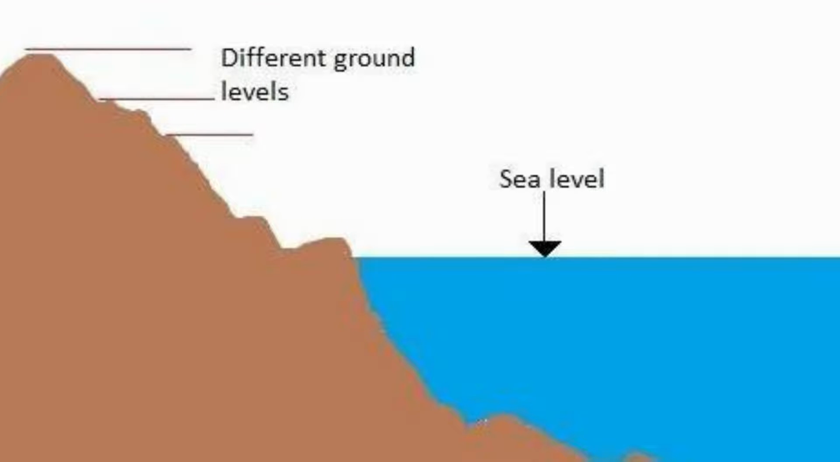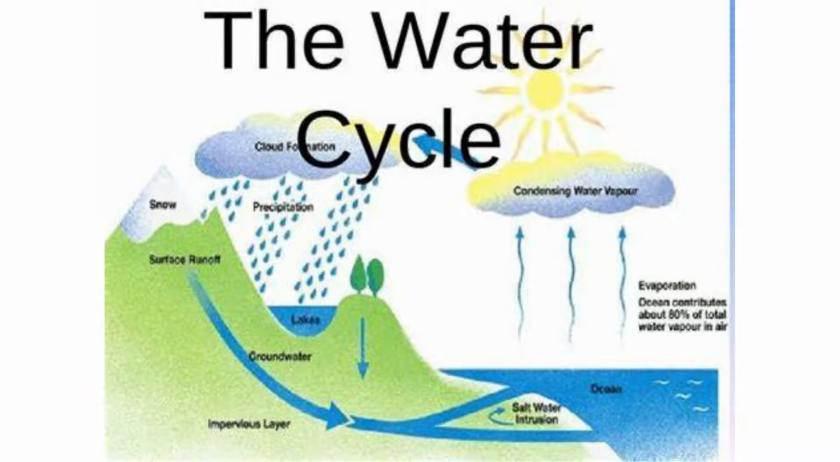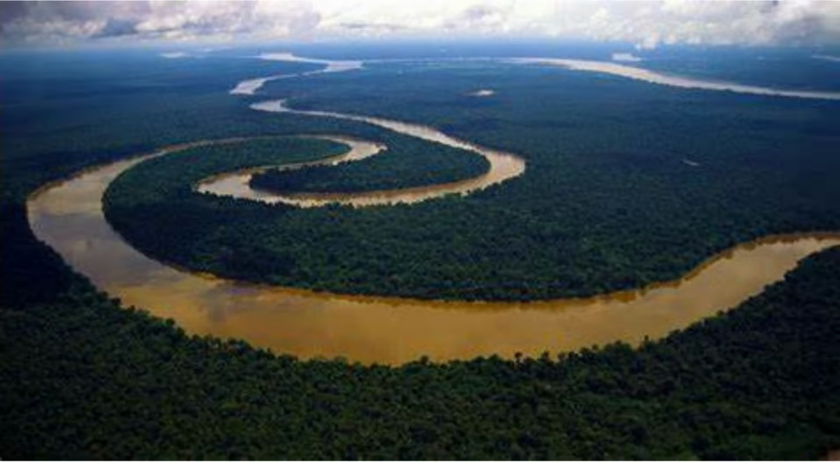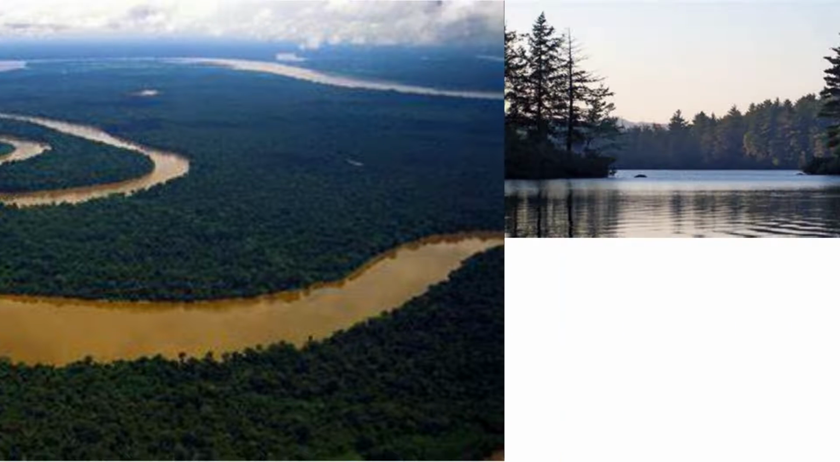Almost all land surfaces are above the level of oceans. Most of the water that falls on the land as rain and snow sooner or later goes back to the oceans. Snow in the mountains melts into water. This water flows down the mountain to form streams and rivers. Some of the water that falls on land as rain also flows in the form of rivers and streams.